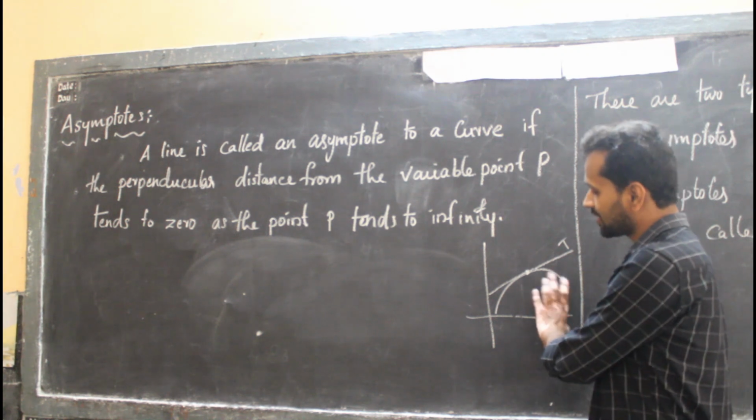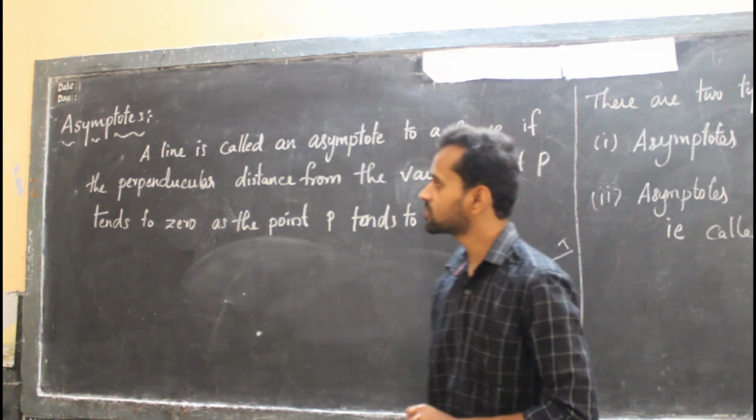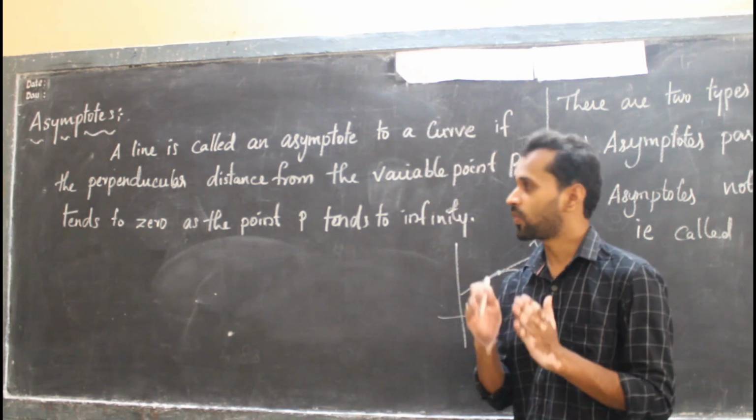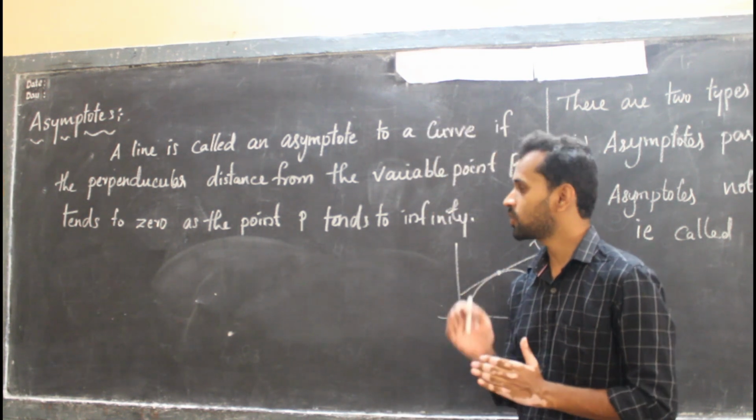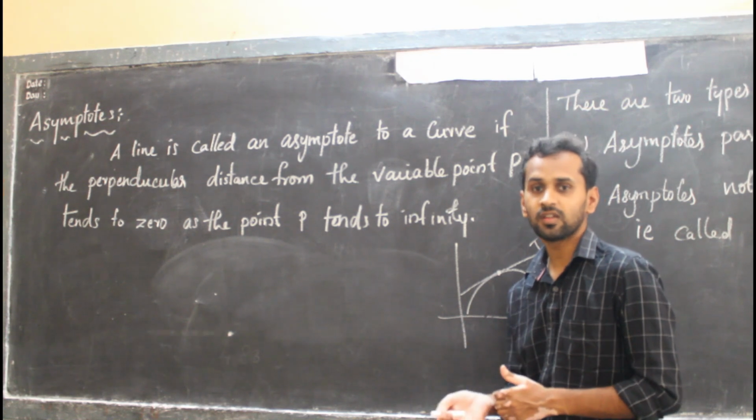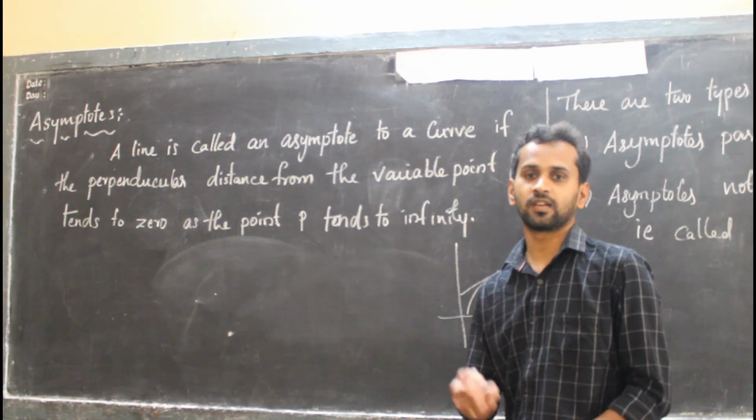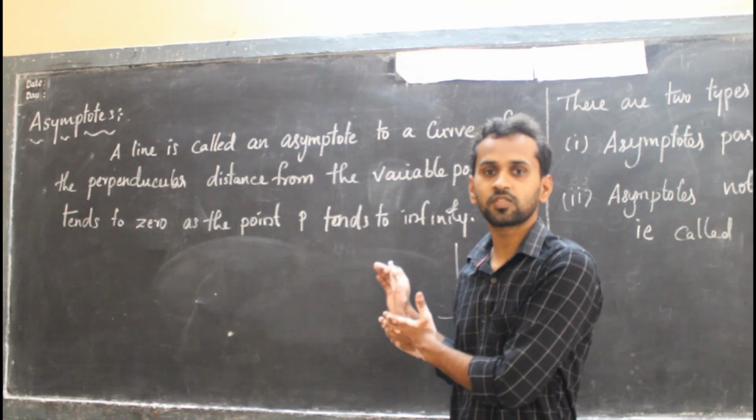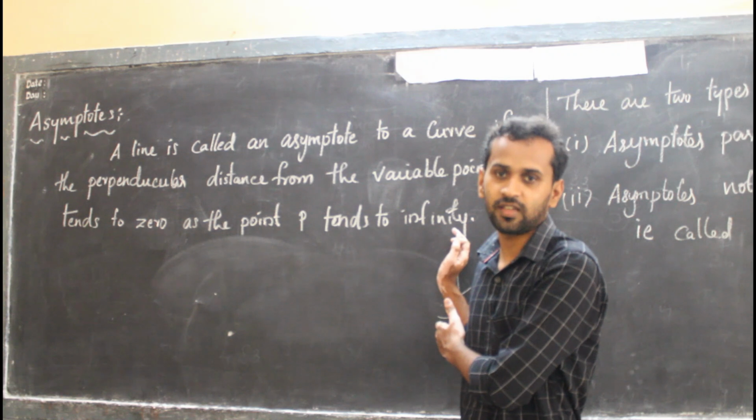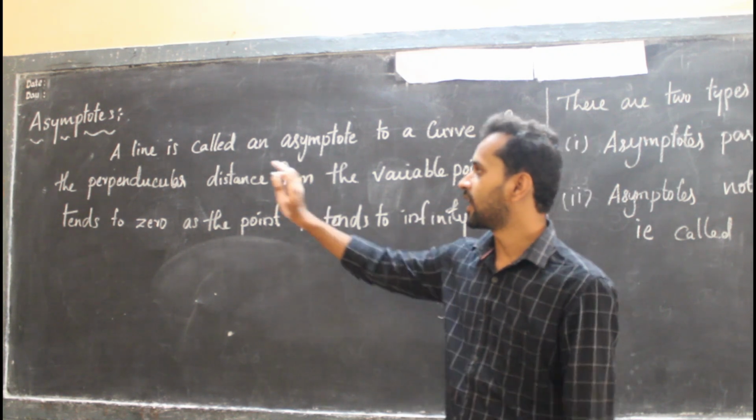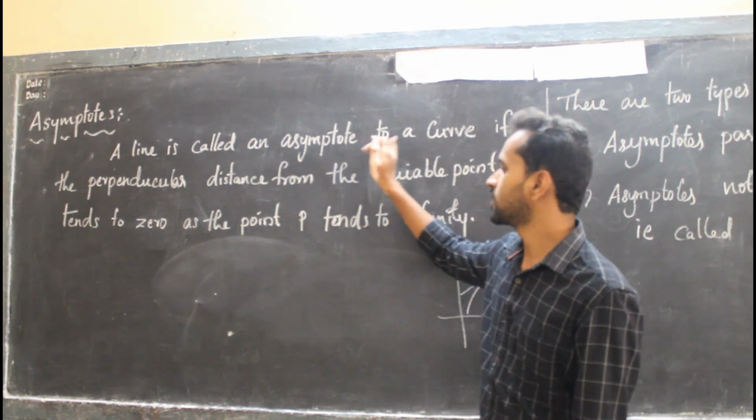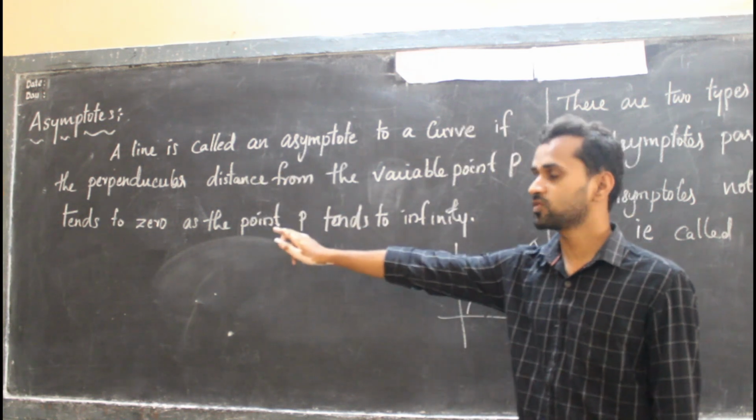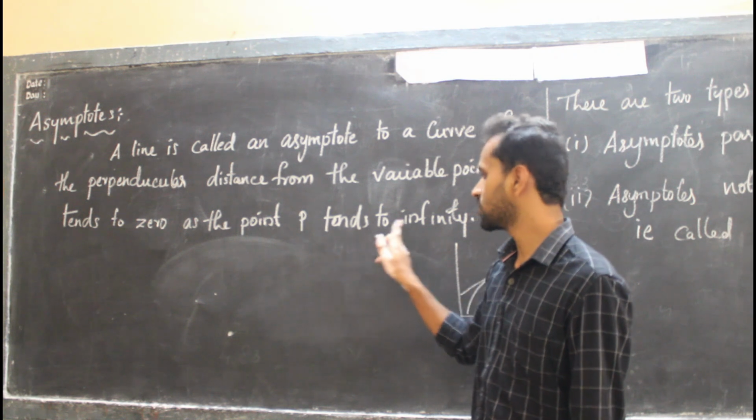Similarly, there is a concept called asymptotes. A line is called an asymptote to a curve if the perpendicular distance from the variable point P on the curve tends to zero as the point P tends to infinity. The definition says that a line is called an asymptote to a curve if the perpendicular distance from the variable point P tends to 0 as the point P tends to infinity.